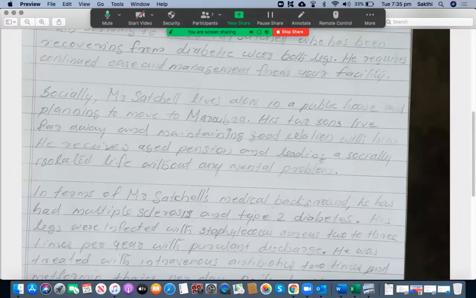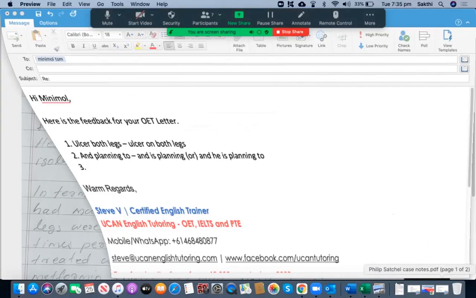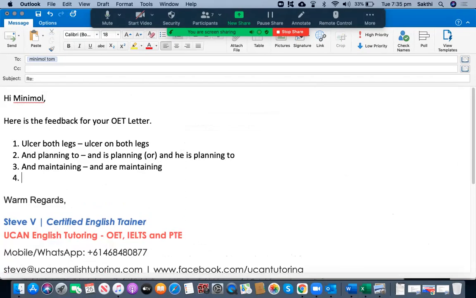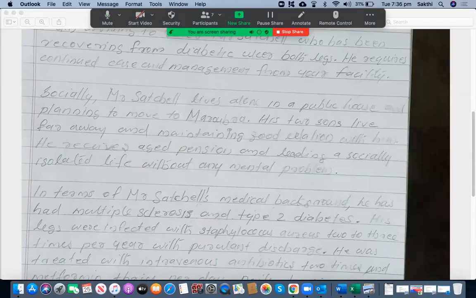His two sons live far away and maintaining good relationship. No, again, "his two sons maintaining good relation" is wrong. His two sons are maintaining. Otherwise, what you could have done is write a complex sentence: his two sons who live far away are maintaining good relationship with him. That's it. So "and maintaining" is incorrect. "And are maintaining good relation" would be the correct one.